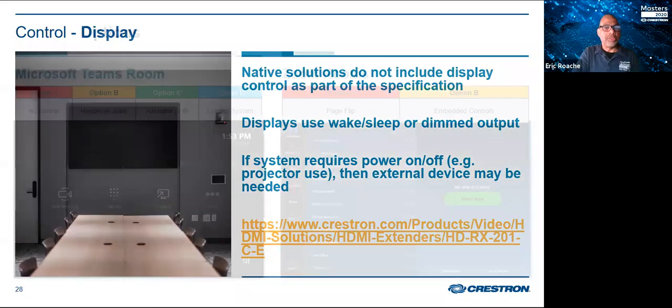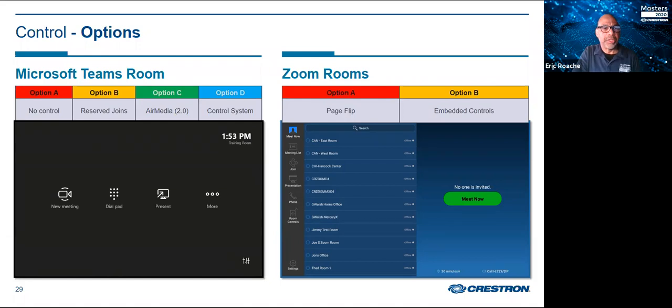Moving on to the UI side and the custom control options in the UI, this is pretty interesting, so we'll look at this. In the Microsoft Teams room side, you essentially have 4 options. There's option A, which is no control at all. Option B, by the way, you get 2 custom controls, as we mentioned earlier, through that page flip, which is that yellow circled icon there.